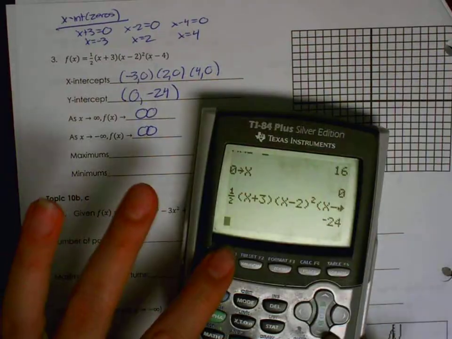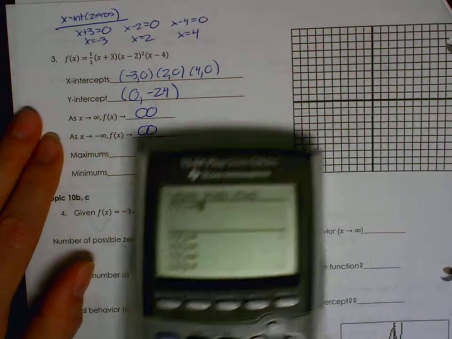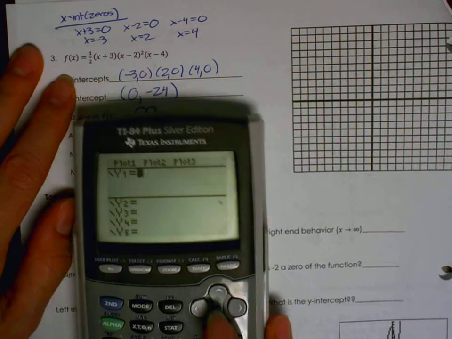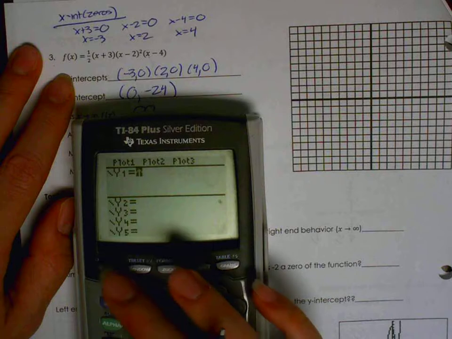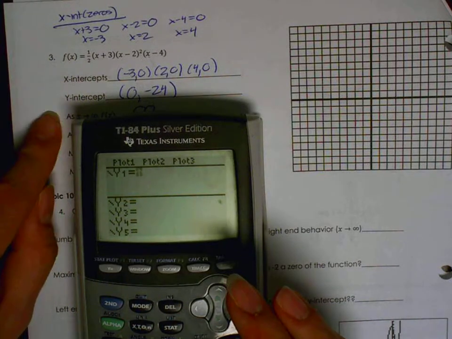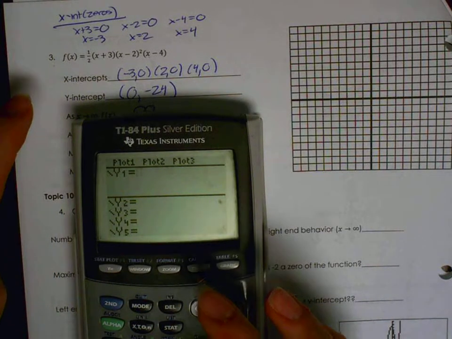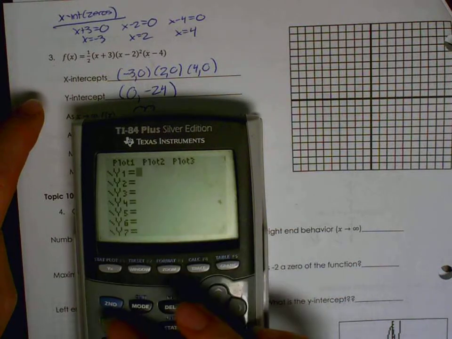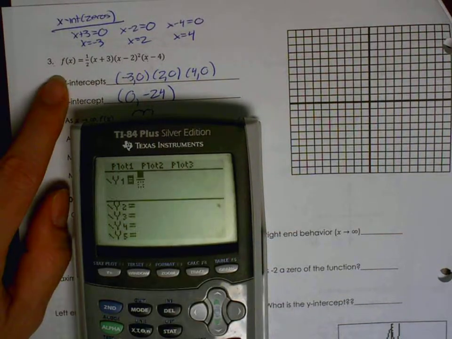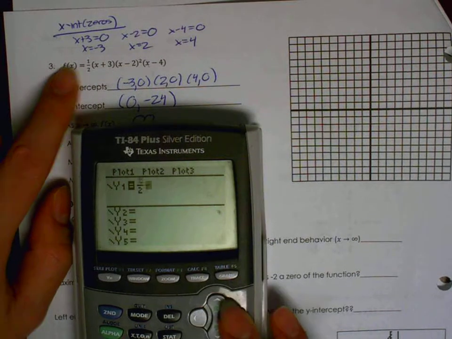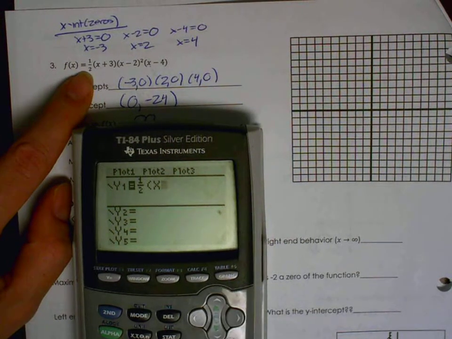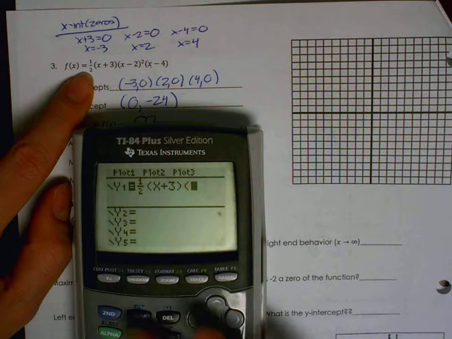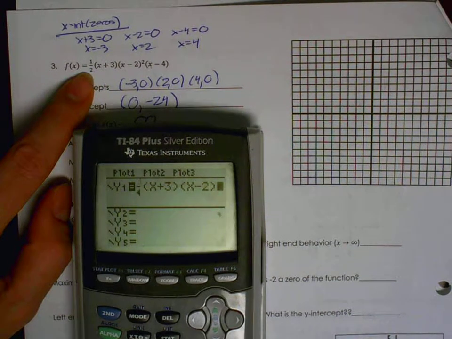But again, we need to graph it anyway to find our maximums and minimums, so you might as well look at the graph after you put it in. You don't have to memorize that kind of thing. You can look at the graph and figure it out. So alpha y. I'm going to go to y equals, alpha y equals, put my 1/2 times x plus 3 times x minus 2 squared and x minus 4.